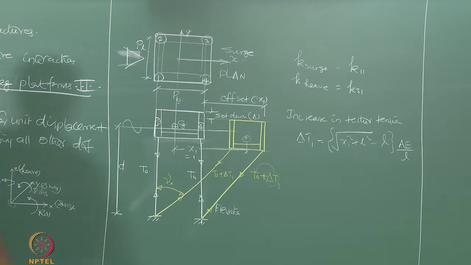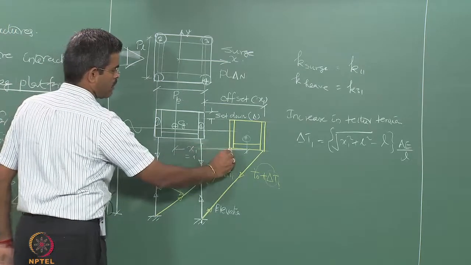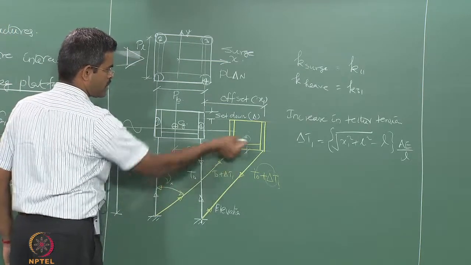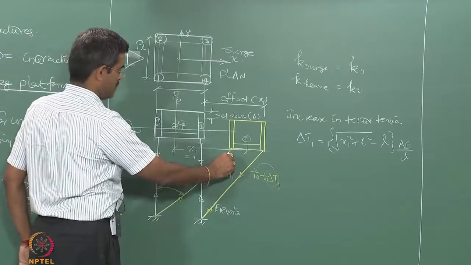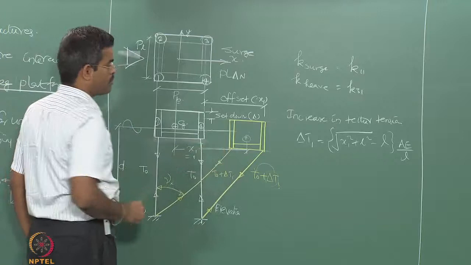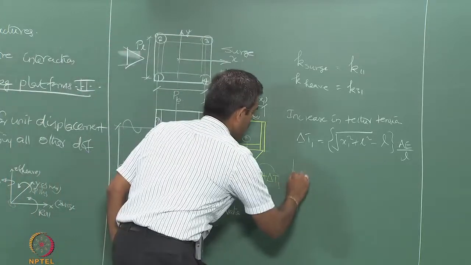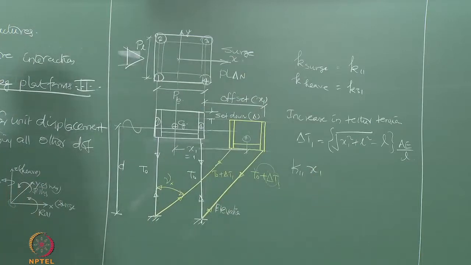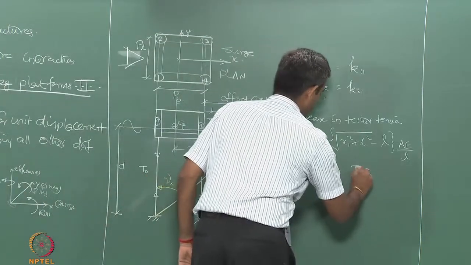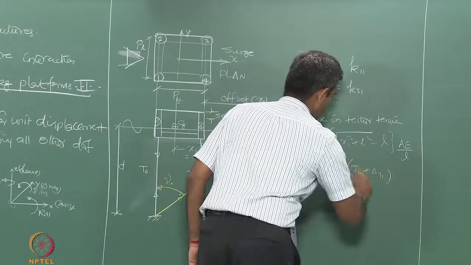Now, this tension has a horizontal component and a vertical component. The horizontal component is the restoration in the surge axis, and the vertical component is the restoration in the heave axis. So, let us talk about the horizontal component. That component is going to be the stiffness in the x axis multiplied by the displacement, which gives me the force, because stiffness is Newton per meter. That should actually be equal to T naught plus delta T1.